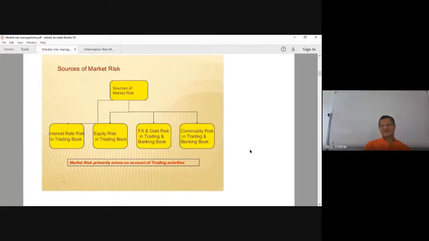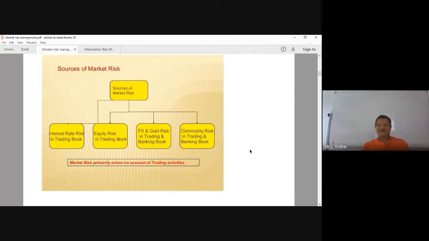Foreign exchange is in the trading book as well as in the banking book. Certain accounts that you maintain with your correspondent banks overseas, say if you are issuing a draft overseas by your agent to be settled in the currency of that particular country, you need to hold those credit balances in your account at that particular bank.